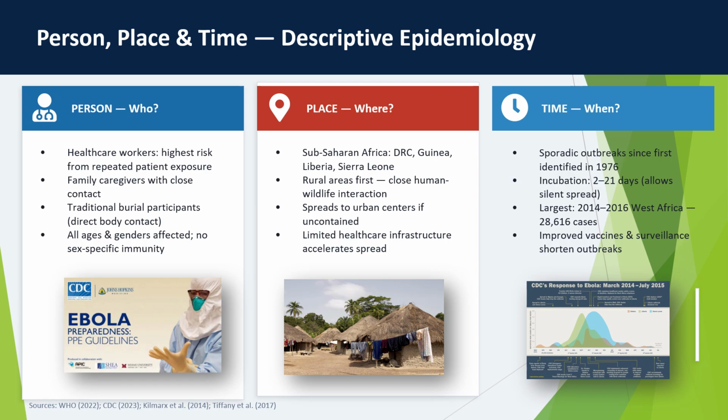As for place, Ebola outbreaks have occurred almost exclusively in sub-Saharan Africa, particularly in the Democratic Republic of Congo, Guinea, Liberia, and Sierra Leone. These regions often have limited healthcare infrastructure, which makes early detection and containment extremely difficult. Outbreaks typically begin in rural areas, often near wildlife habitats, but can spread to cities rapidly.